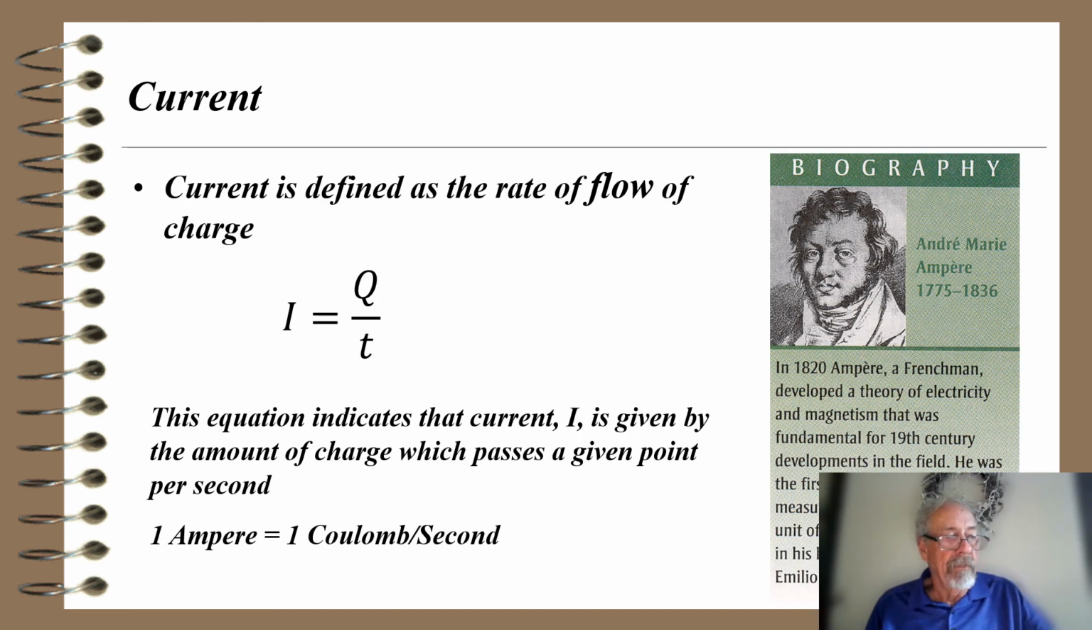So what is current? Well, current is defined as the rate of flow of charge. So I is equal to Q divided by T. This equation indicates that current I is given by the amount of charge which passes a given point per second. And indeed, 1 ampere is equal to 1 coulomb per second. Ampere is shown up here, and he lived from 1775 to 1836. So this theory has been around for a long time, but only known by a few people. And now people like Ampere are honored by naming the unit of current after him.